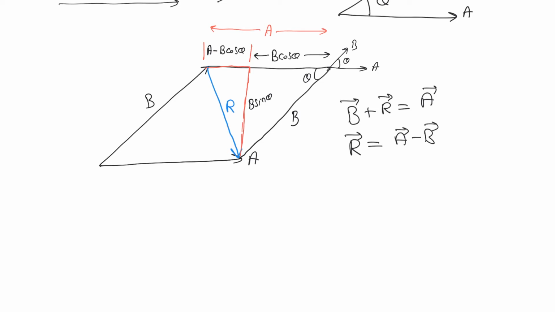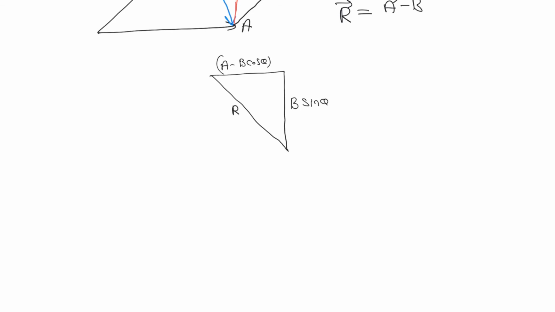Now we can draw this triangle separately. If I am considering this triangle separately, the situation will be something like this. This is r, this is a minus b cos theta, and this is b sin theta. Our aim is to find out the value of this r. According to Pythagoras theorem, we can write r is equal to under root of (a minus b cos theta) the whole square plus (b sin theta) the whole square.